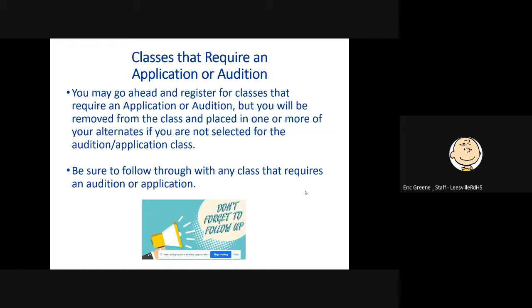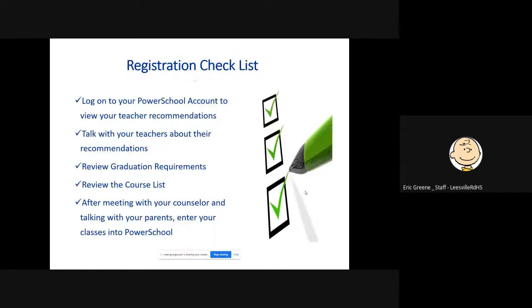When you're looking at a class that requires an application or audition, we have PowerSchool set up so that you can put in that class. But if you don't get into the class, let's say you audition or you apply and you weren't selected, we will take you out of that and put you in one or more of your alternates. So I'll emphasize again that your alternate choices are very important. And just make sure that you follow up with the teachers of any class that requires an audition or application.